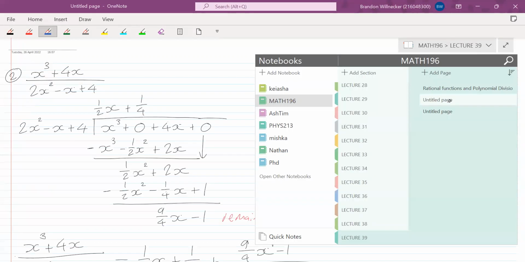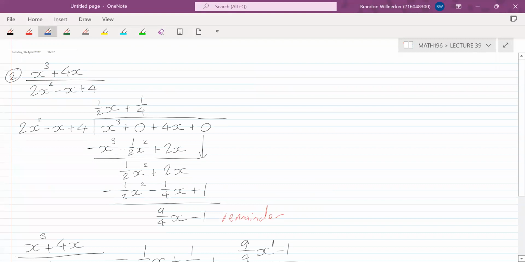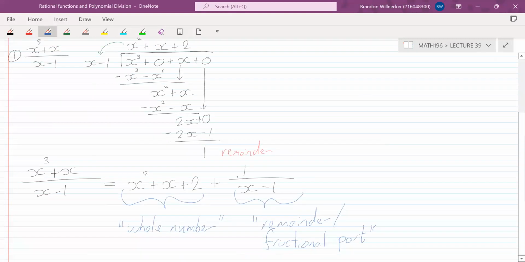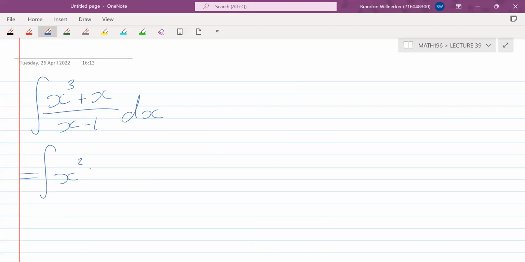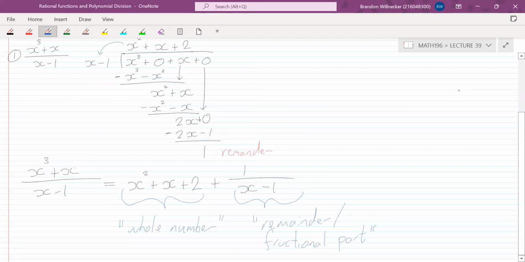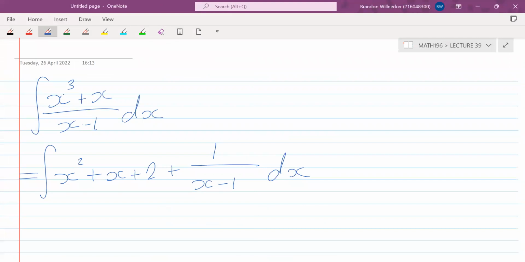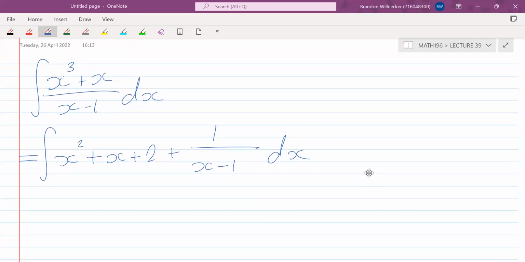So if we go back to what we had at example number 1, we see that after doing this division, we get x squared plus x plus 2, and then the remainder part. So we can write this as x squared plus x plus 2 plus 1 over x minus 1. We wrote it out in its expanded form with the whole part and the fractional part. These are equivalent, but look how much easier this is to integrate.